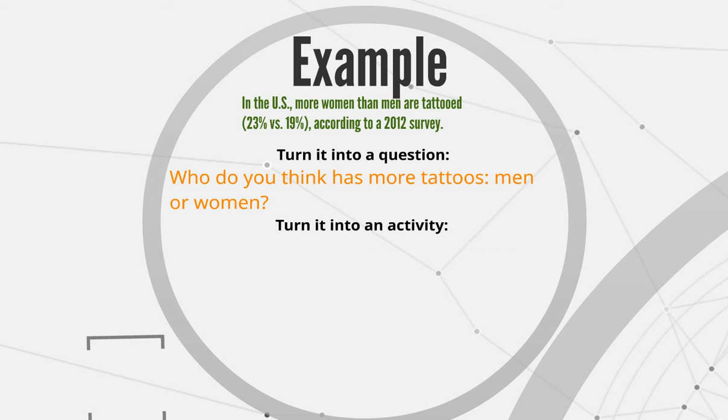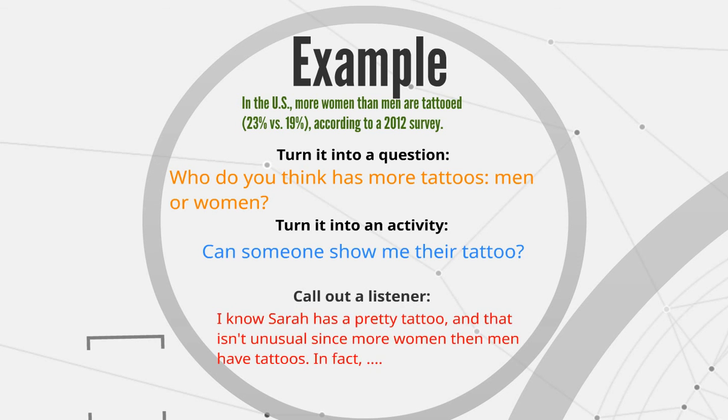You could turn it into an activity, right? Ask someone to show you their tattoo. Maybe you can call them up and have them show it to you. And then, depending on whether it's a man or woman, connect it, right? If it's a man, you could say, well, he has a tattoo, but in fact, it's really that women have more tattoos. Or call out a listener, right? I know Sarah has a pretty tattoo, and that isn't unusual since more women than men have tattoos. In fact, and then that'll just lead you right into the statistic.